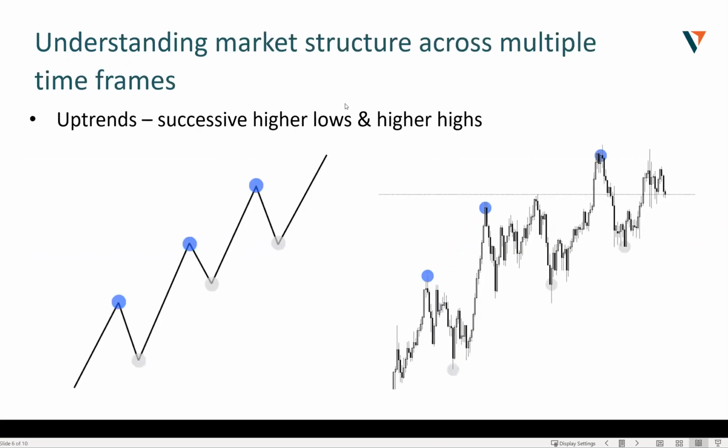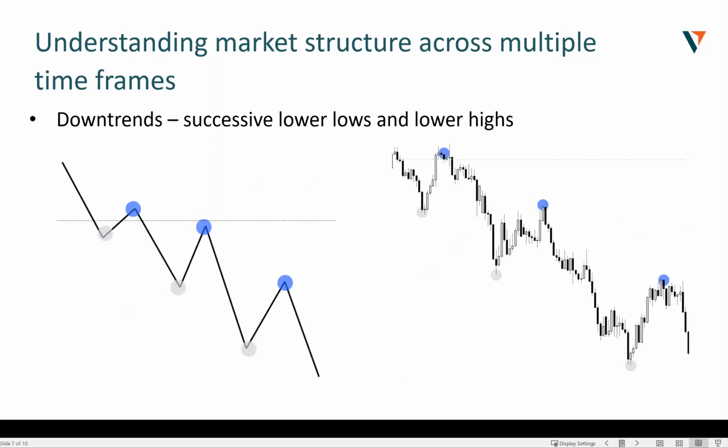In terms of market structure, there are actually three types of market. First would be your uptrend, which we saw in our earlier sessions as well, where prices are forming higher highs and higher lows. Then we also have our downtrend, where there are successive lower lows and lower highs. And then of course, there are the ranging markets.